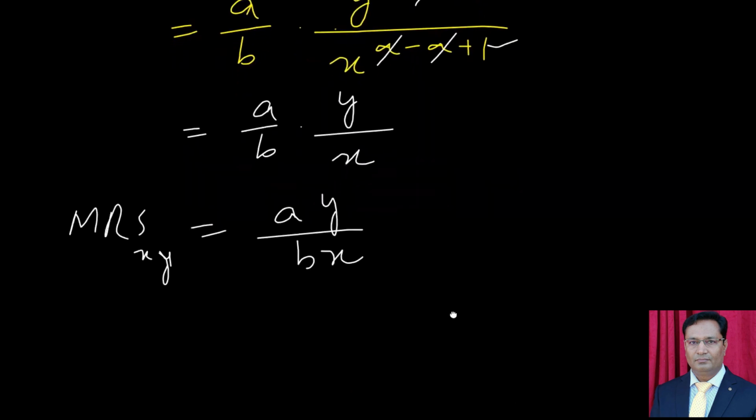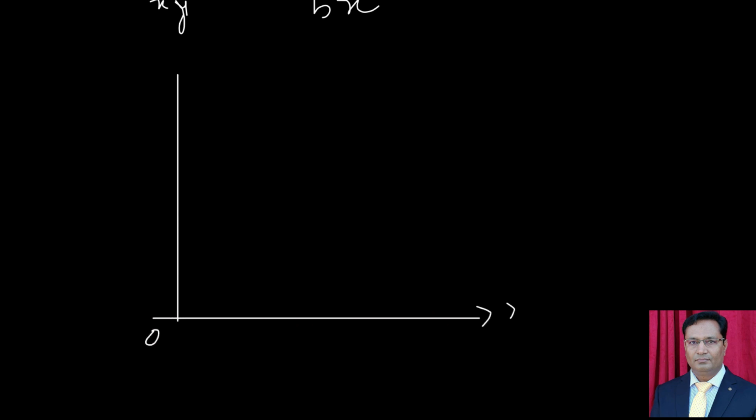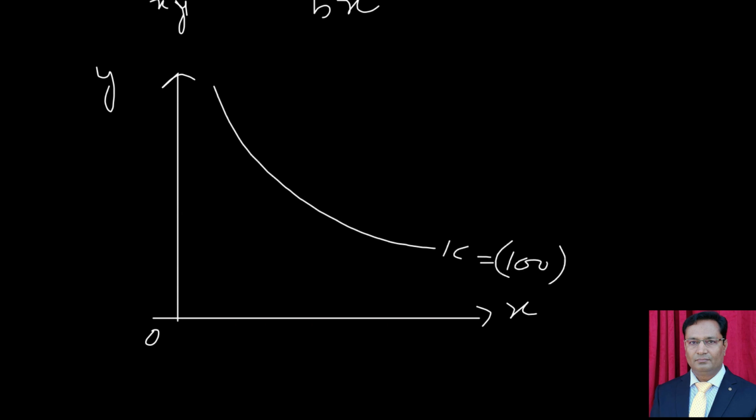And if you want to show it with indifference curve, then you can write marginal rate of substitution. Indifference curve is the graph which shows different combinations of two products that give a consumer equal level of satisfaction. So indifference curve looks like this. And if this indifference curve gives, let's say, 100 units of satisfaction or utility, then each combination along this IC curve will give equal level of satisfaction, that is 100 units.